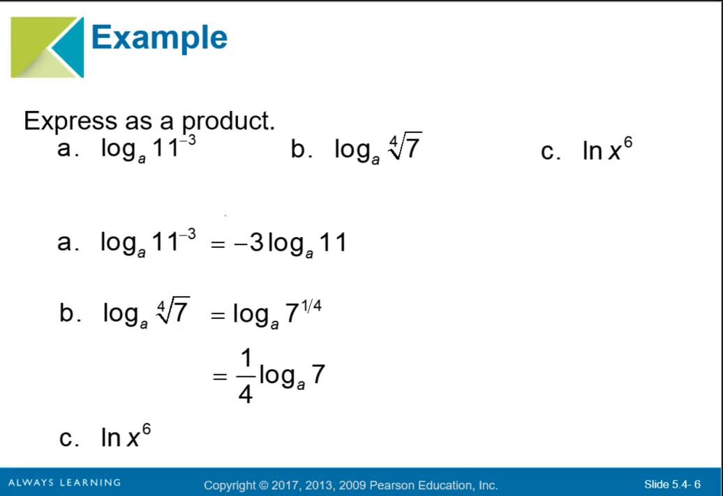And here's our ln of x to the 6th. So that becomes 6 ln x.